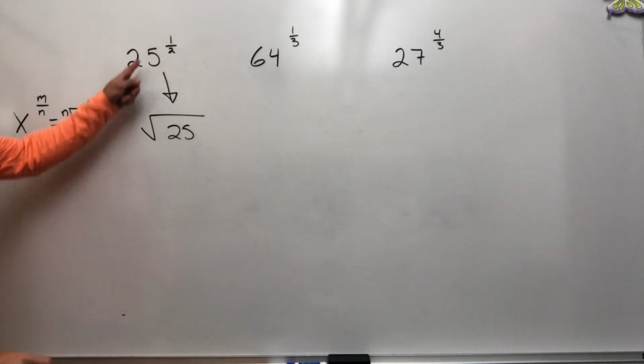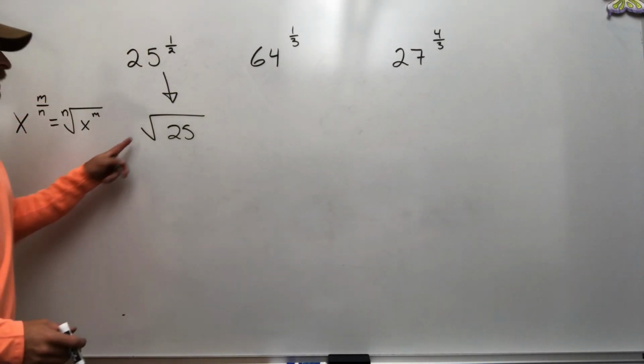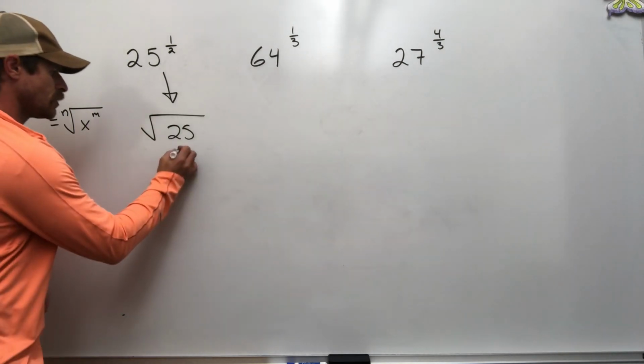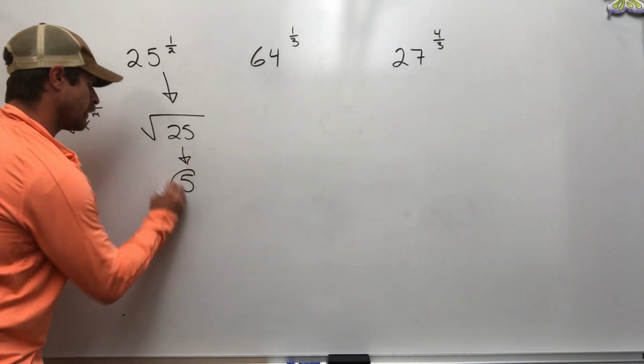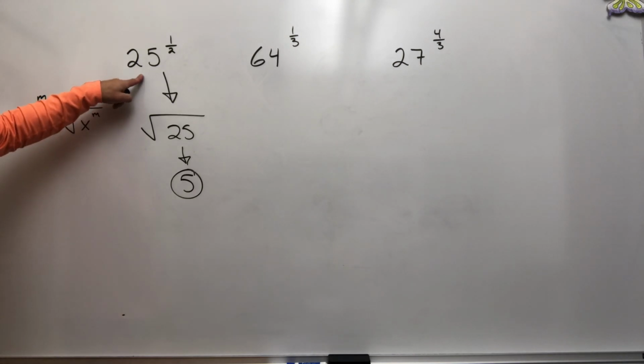And if you look at 25 to the 1/2 power, it's basically saying what's the square root of 25, which we should all know is 5. And that is how you would simplify this term right here.